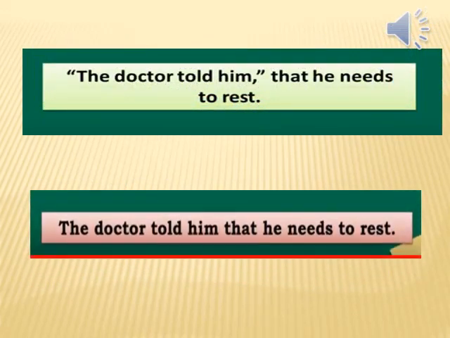One more example before we finish. The doctor told him that he needs to rest. Again, there is a problem in the sentence. Can you find out? Is it a direct sentence or an indirect sentence? Yes, it is an indirect sentence. How do you know? Exactly, because it has that in it. And what do we do to fix it now? Yes, we remove the speech marks and the comma. So now the sentence is going to be, the doctor told him that he needs to rest.